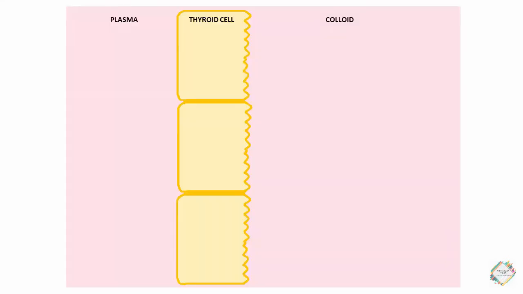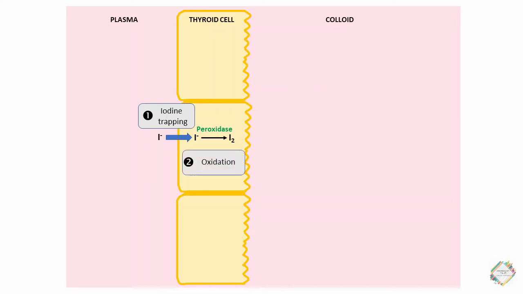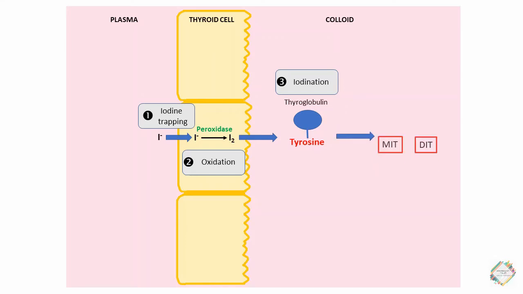So what initially happens is that the TSH action, mediated by cAMP, leads to the stimulation of iodide uptake by the thyroid gland through the iodide pump. Next is the oxidation of this iodide to iodine by a peroxidase enzyme, which is followed by the iodination of the tyrosine residues present in the thyroglobulin. This leads to the formation of monoiodotyrosine and diiodotyrosine.